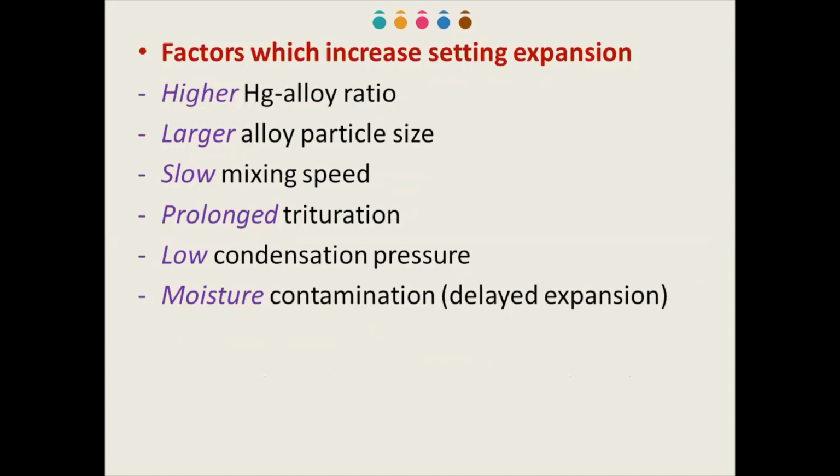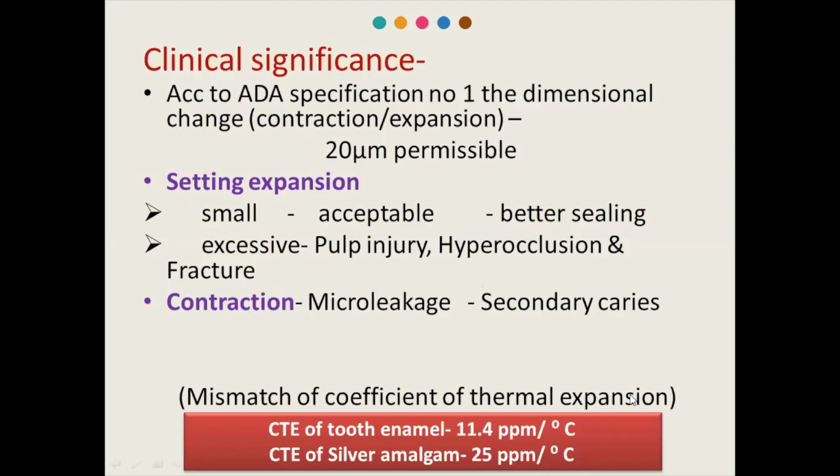Now the factors which increase the setting expansion. A higher mercury to alloy ratio: if mercury is more, the expansion will be more. Larger alloy particle size; particle size should be smaller. Slow mixing speed; trituration energy should be high. Prolonged trituration: both under and over trituration will cause the expansion. Low condensation pressure, moisture contamination that we have seen in detail, and delayed expansion. So those are all the factors which increase the setting expansion.